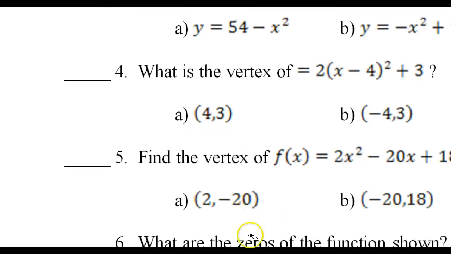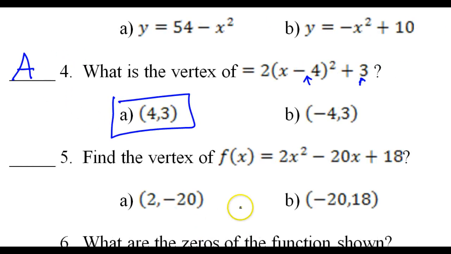Number 4. What is the vertex of this parabola? Well, this is in vertex form, so it's just going to be the opposite of this, comma this. So I'm looking for +4, comma 3. And oh, look, there it is right there. The answer is A.